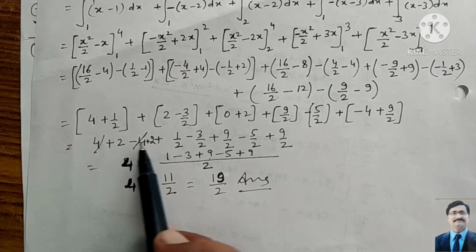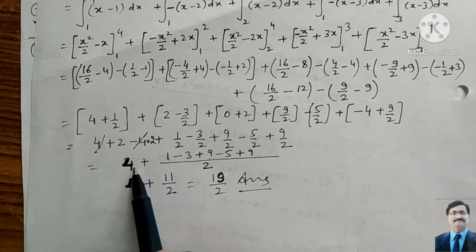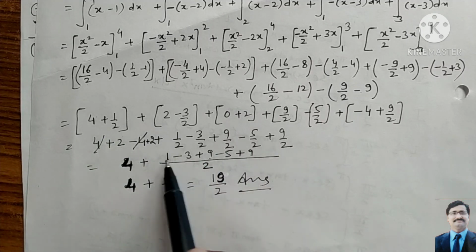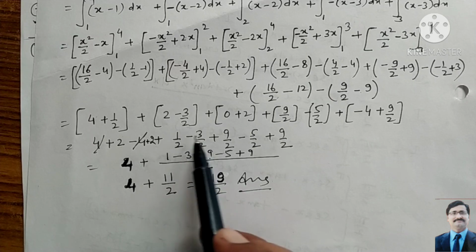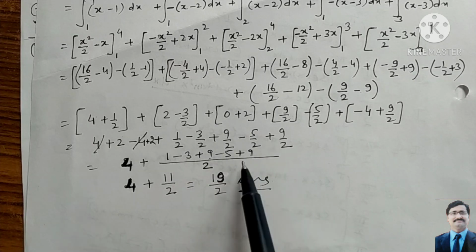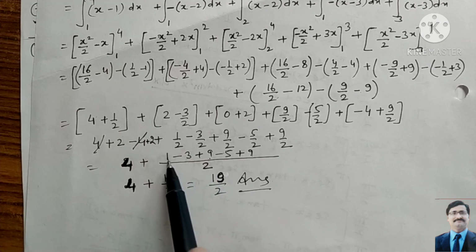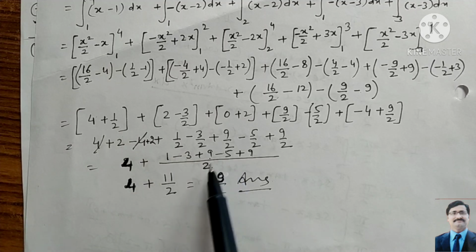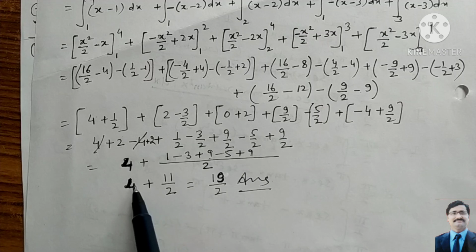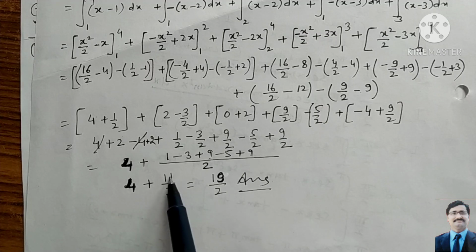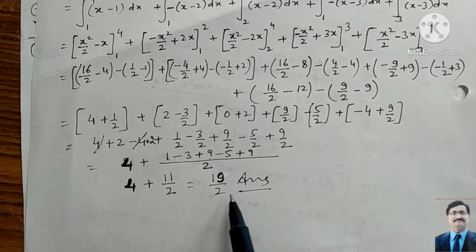This 4 and 4 we can cancel, 2 and 2 we can add, we get 4, and for the remaining we will take LCM 2. So we get 1 minus 3 plus 9 minus 5 and plus 9. So 9 and 9 we can do 18. 18 and plus 1 is 19. 19 minus 8 is 11 by 2, and this we take 4 times 2 is 8, and 8 plus 11 is 19. 19 by 2 is our answer.